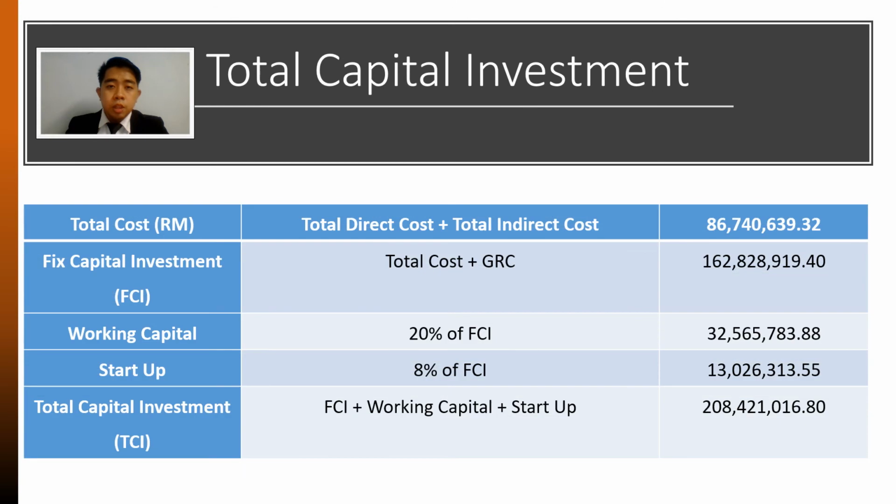The fixed capital investment is the investment taken to fulfill a process project by building process equipment with the inclusion of auxiliaries. It covers both direct costs and indirect costs. The total capital investment is a summation of investment in fixed capital, operating capital, and startup. Thus, the total capital investment of this plant is 208,421,060 ringgit.